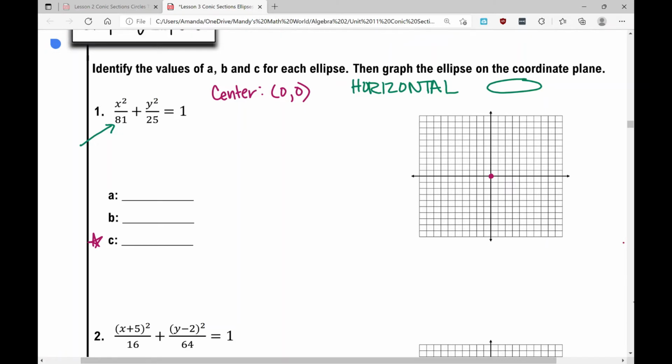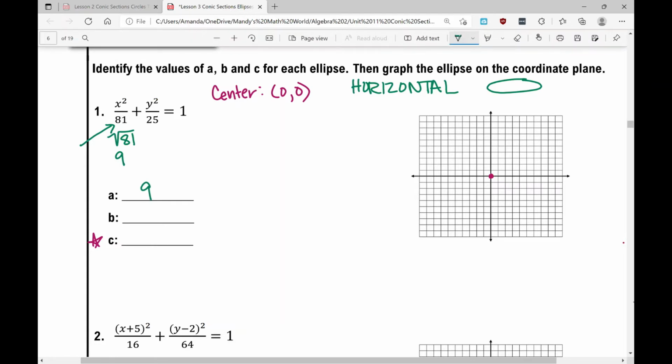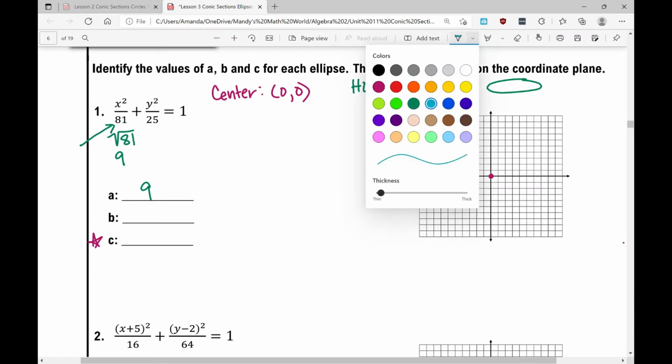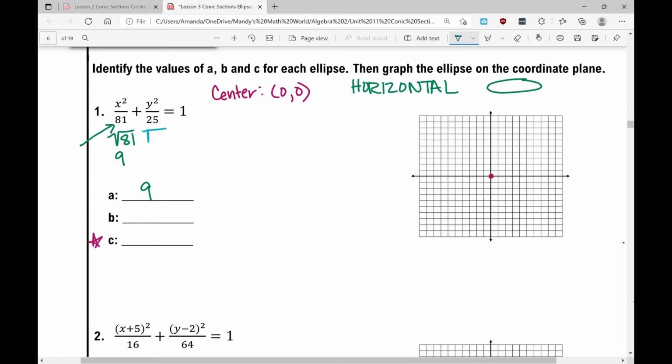So let's identify the value for A by taking the square root of 81, which is 9. That's the value for A. I'm going to switch colors here so you can see that the value for B is going to be the square root of 25, which is 5.